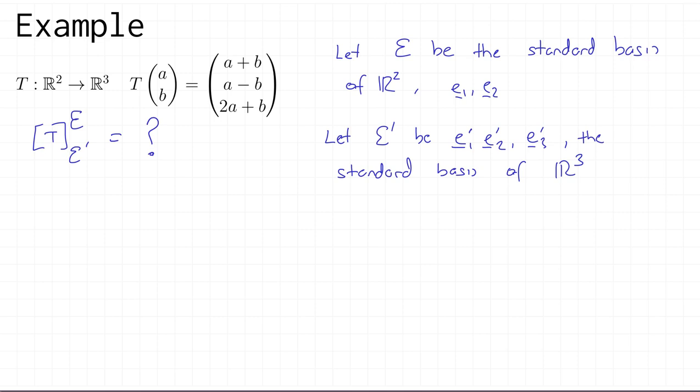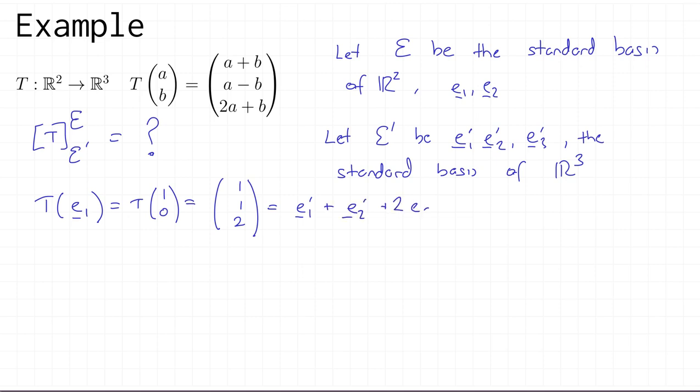Well, we know that the first column would tell us about the scalars that we needed to express T of the first basis element for the initial basis in terms of the final basis. So we need to work out what is T of E1. That's T of (1, 0), which is 1 plus 0, 1 minus 0, 2 times 1 plus 0. Okay, and I need to express this as a linear combination of my final basis. Well, that is 1 times E1 prime plus 1 times E2 prime plus 2 times E3 prime. Okay, we have now worked out the first column of our matrix.